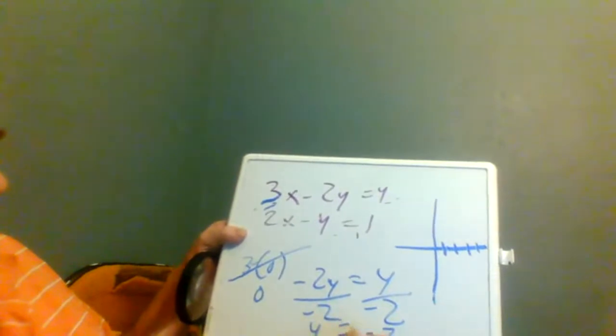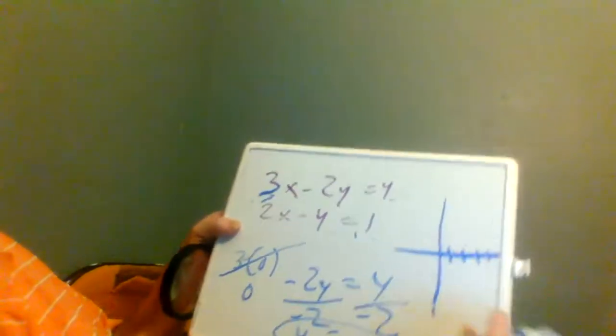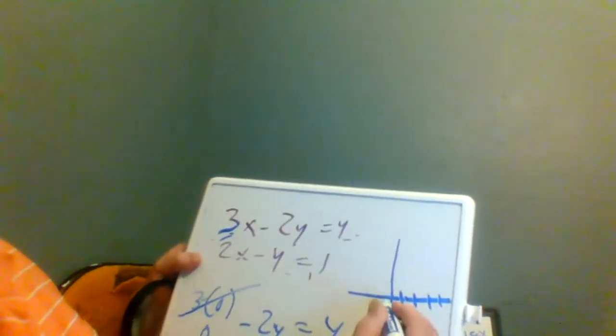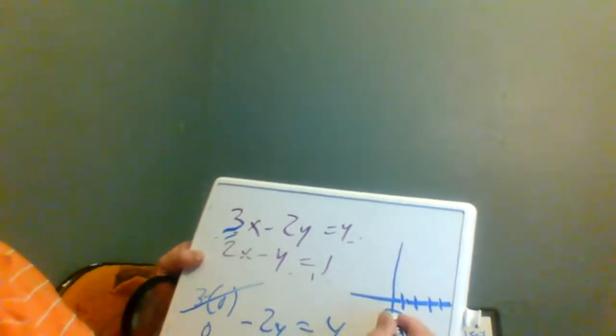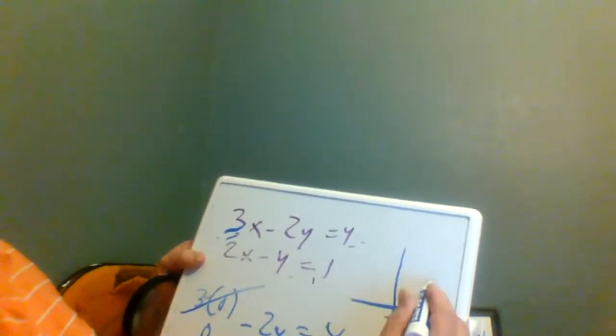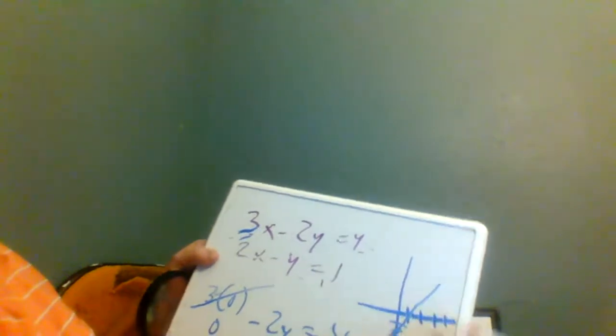So y is going to be equal to negative 2 over here. So y over here, 1, 2, 3, 4. This is going to be negative 2. So there is your line right there. Now let's go ahead and solve for this one right here.